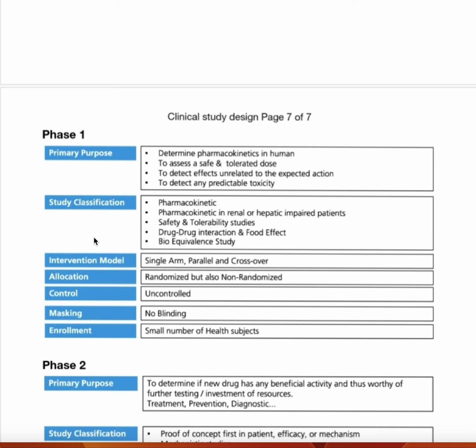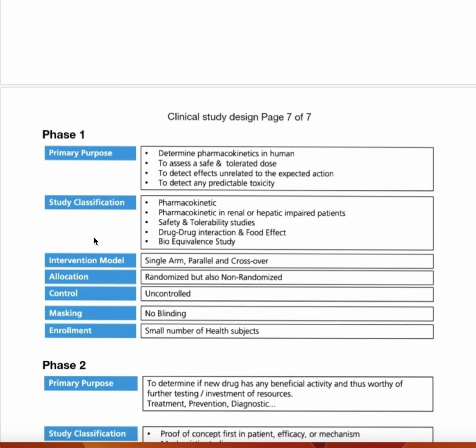And then the intervention model, because we do an intervention, and it will be single arm, parallel, or crossover. We said that single arm means we have one group and all the group members receive the treatment. Or we can use parallel, where we have two groups and each one receives the treatment, or maybe case control, and crossover, where we make an exchange. Allocation: randomized, maybe non-randomized. Control: it's uncontrolled, there is no control group, whether it's single arm, parallel, crossover, or whatever.